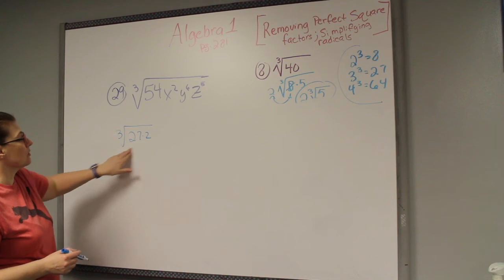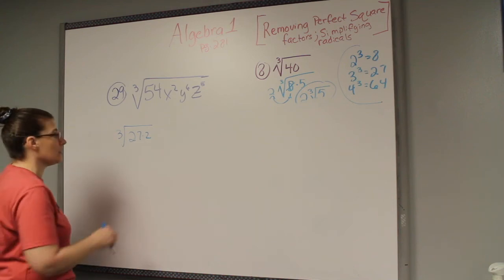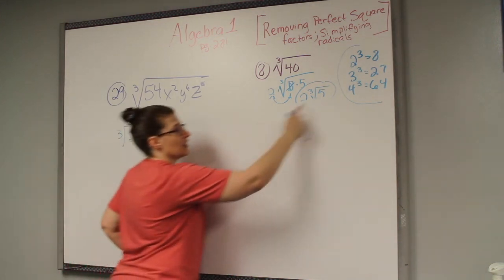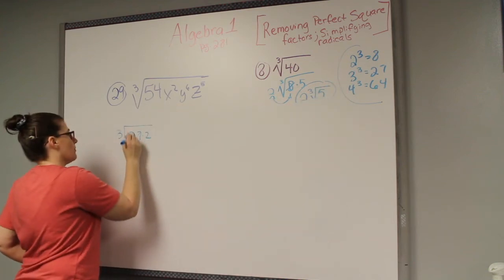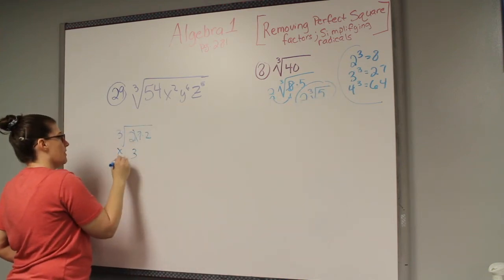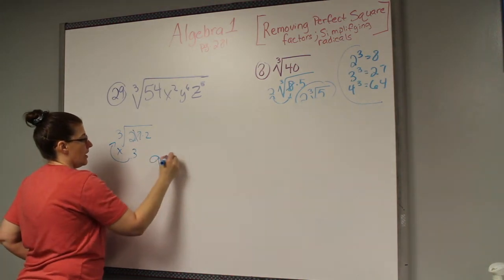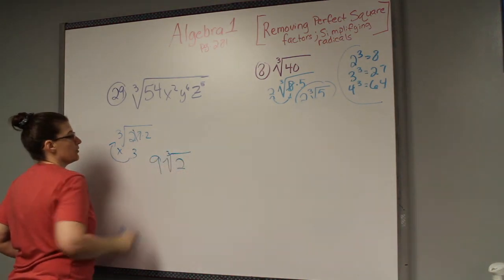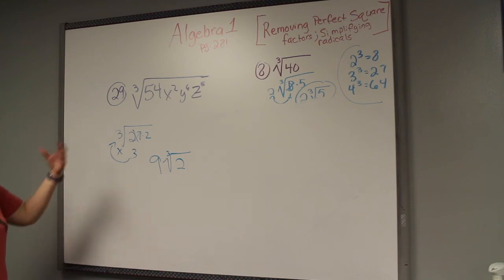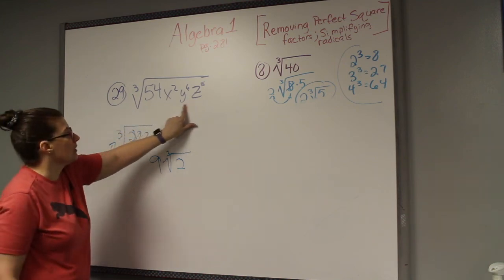But so far I'm just going to do the numbers, and there is a cube root of 27. If I look over here, it's 3, so I'm going to pull that out, and that gets multiplied out here. So 3 times 3 is 9, and then I have the cube root of 2 left in there. Okay, now I need to do my letters.